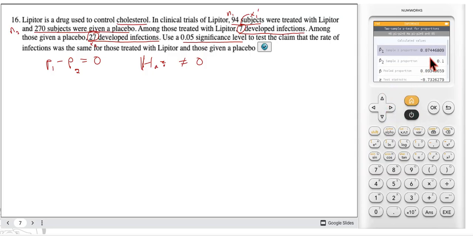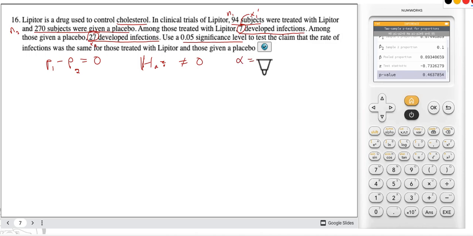And we've got our proportions. About 7% of those who had Lipitor got infections, 10% who got the placebo got infections, pooled about 9%, z-score, and then our p-value is 0.46. We compare that to the alpha value of 0.05. We have a p-value of 0.46. This is much bigger. P is greater than alpha, which is a fail to reject.